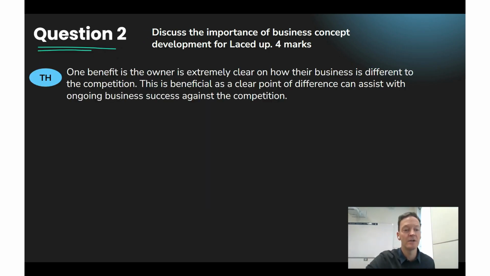One benefit is, there we go, that signposting again. Hey, assessor, I'm moving on to the benefit. One benefit is the owner is extremely clear on how their business is different to the competition. This is beneficial as a clear point of difference can assist with ongoing business success against the competition. Look at this generic language I'm using here. Their business. I'm not using Laced Up here. The competition. I'm not mentioning the competition. Clear point of difference. That's just a theoretical idea. I'm not mentioning what the clear point of difference for Laced Up would be.